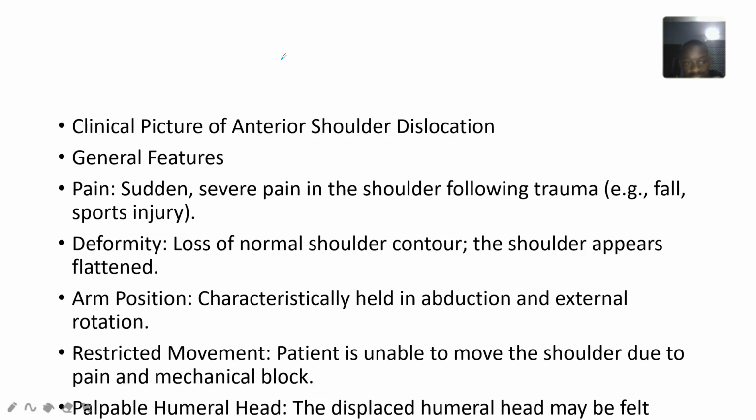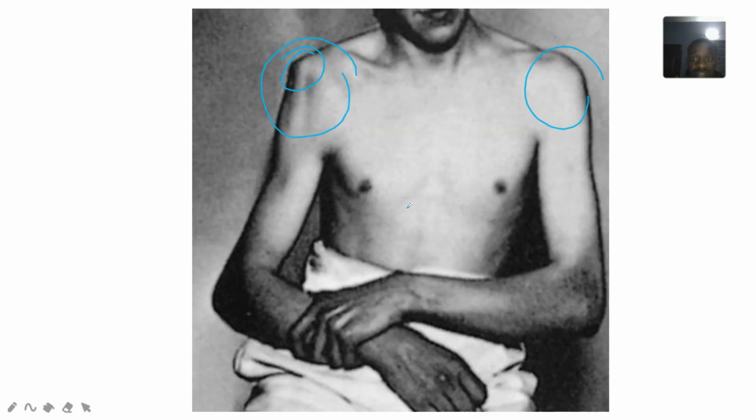So the general features of the clinical picture: the patient will be complaining of a lot of pain in the shoulder. If you ask them what caused it, they always relate the story to an injury, a fall, an accident, or a sports injury. There's a deformity, a loss of the normal shoulder contour. So the shoulder, instead of being rounded like this, is flat, giving you some angle.